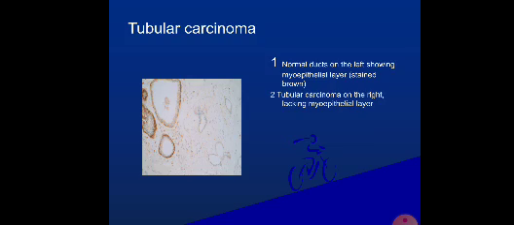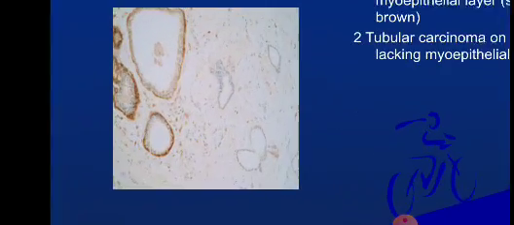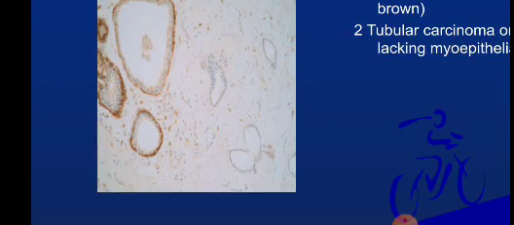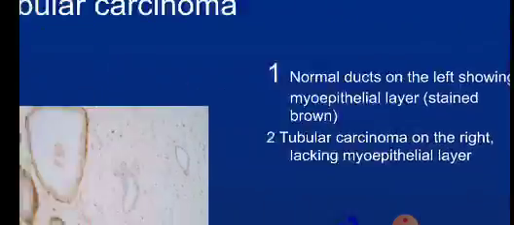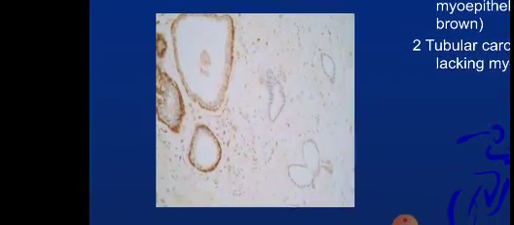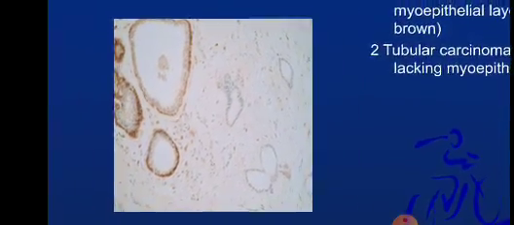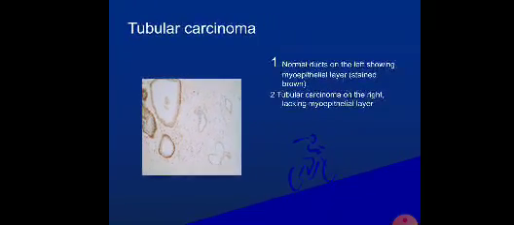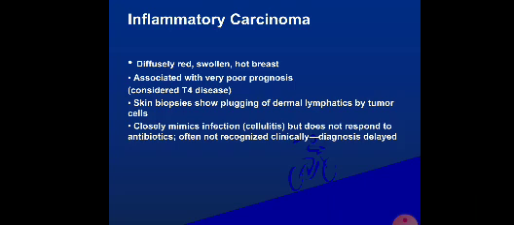Here, when we stain especially for myoepithelial cells, the normal duct on the left shows the myoepithelial cell layer stained brown, and tubular carcinoma is on the right. On the right side, you can see there is a lack of myoepithelial cells. On the left side, the 3 ducts are lined by a brown lining, the myoepithelial cells. They are benign. On the right side, you can see the small 3-4 ducts, and there is no myoepithelial cell lining. So we label it as tubular carcinoma.